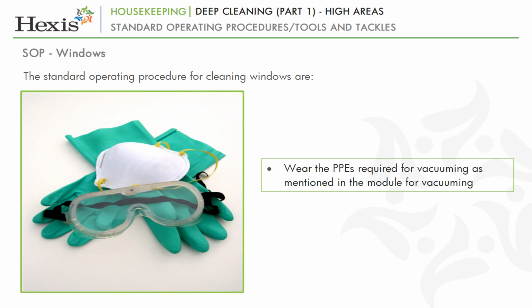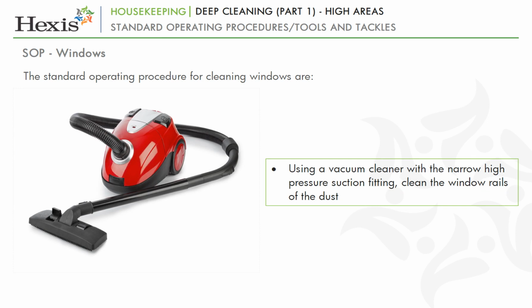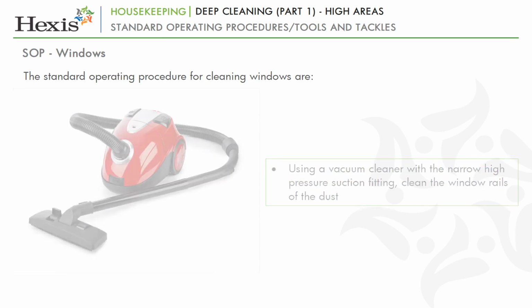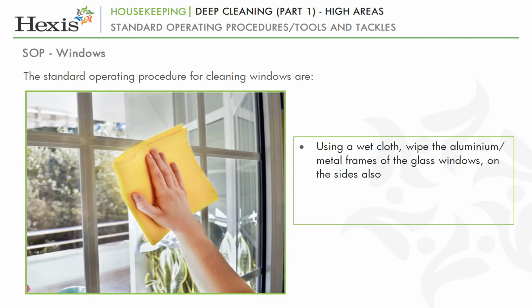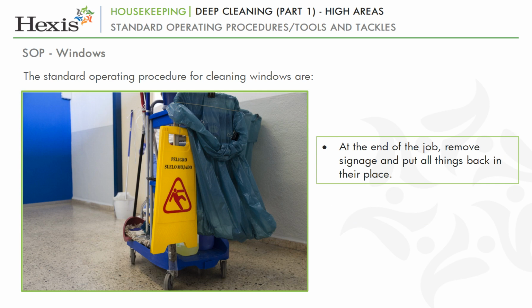Wear the PPEs required for vacuuming as mentioned in the module for vacuuming. Using a vacuum cleaner with a narrow high pressure suction fitting, clean the window rails of the dust. Using a wet cloth, wipe the aluminium or metal frames of the glass windows on the sides also. Wipe the railings using the damp cloth. At the end of the job, remove signage and put all things back in their place.